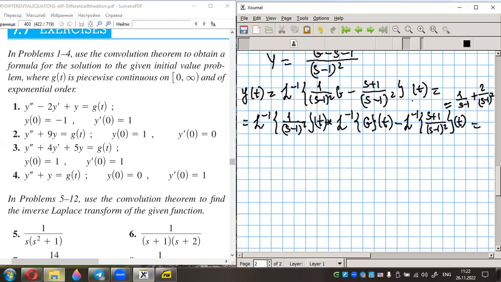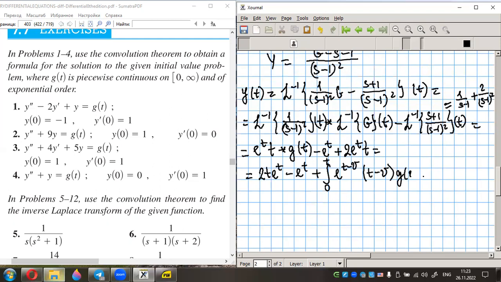So e to the t times t star g of t minus e to the t plus 2e to the t times t, and this equals 2t e to the t minus e to the t plus integral from 0 to t of e to the t minus v g of v dv. This is the answer.